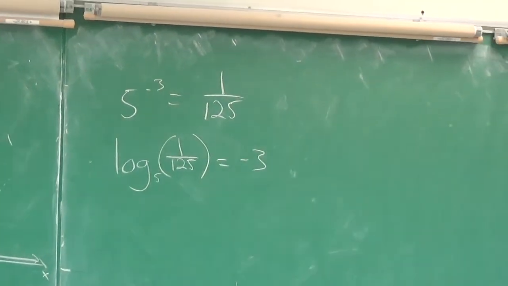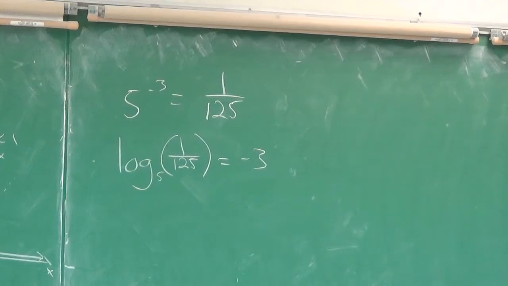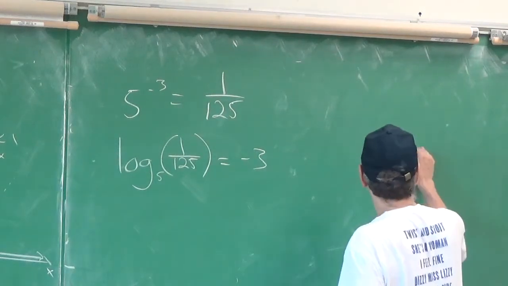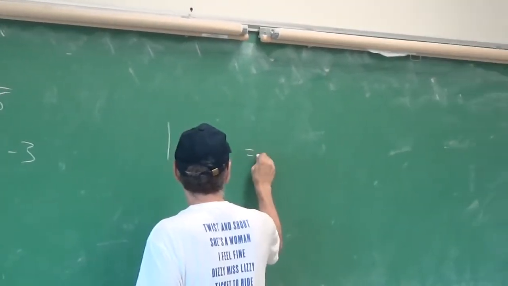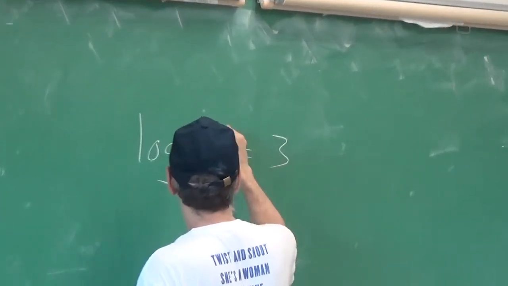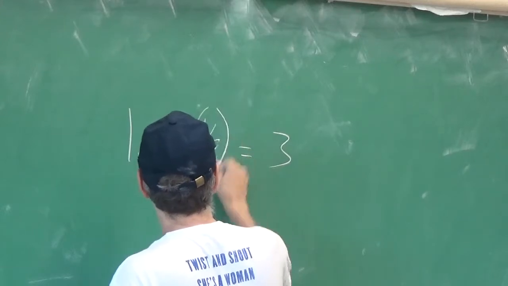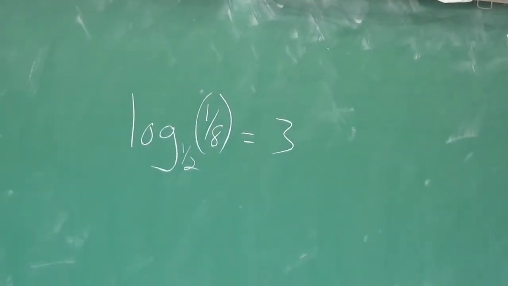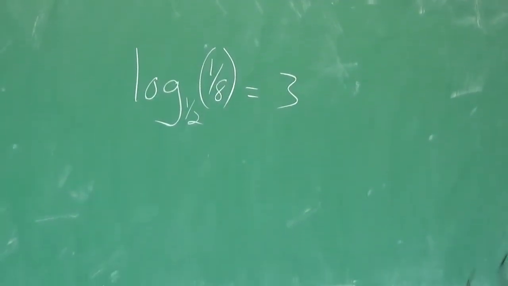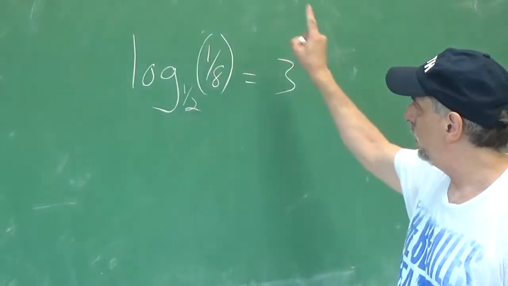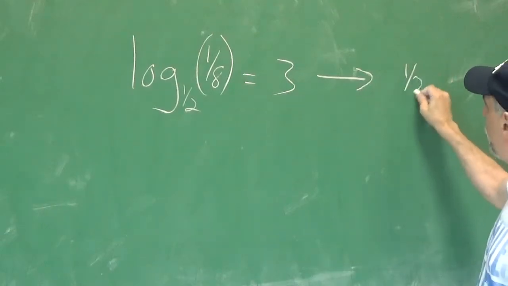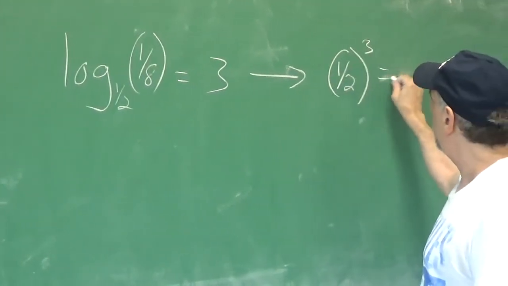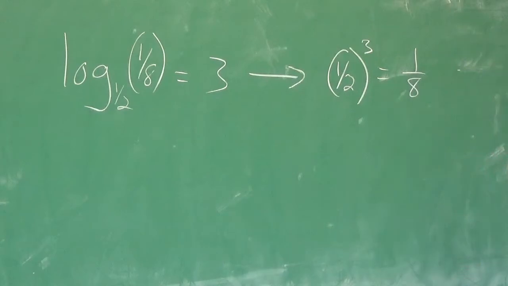And maybe we should take one in the other direction. Let's say logarithm base 1/2 of 1/8 equals 3. Okay, so something like this. If you're asked to write this in exponential form, again, base, exponent, result. So write this as base of 1/2 raised to an exponent of 3 gives us a result of 1/8.